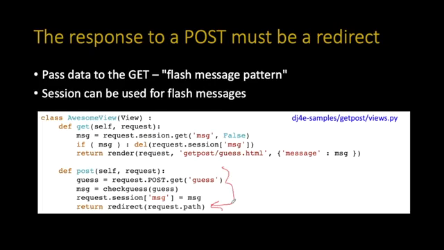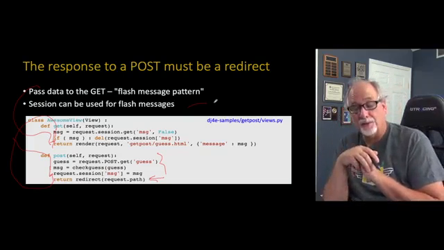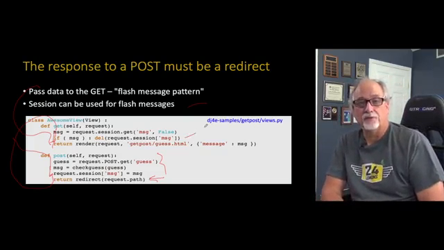So the steps are, we go to the page, we do a GET request, there is no message, so we get the page with no message. Then we do a post request, the post request comes in, we check the guess, we put the message in the session, and then we redirect, and then it comes back to a second GET, pulls the message out of the session, deletes the message from the session, and then renders it with the message and everything. And that's called the flash message pattern, in particular because we're deleting it after we've shown it to the user.